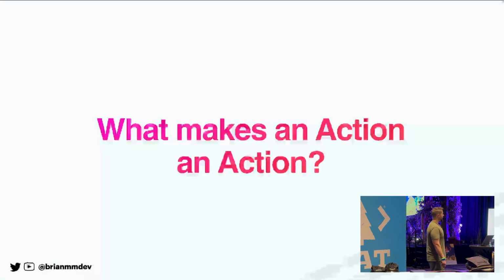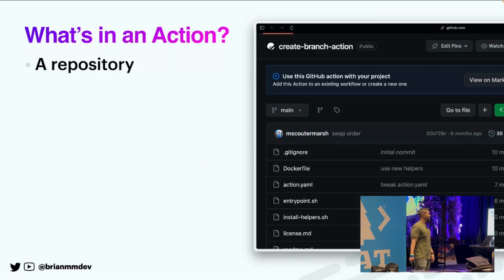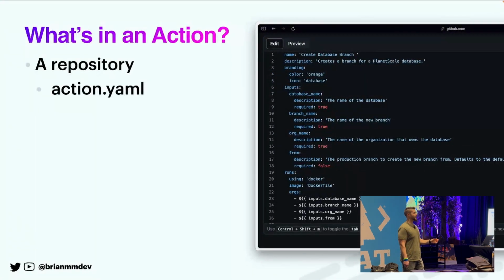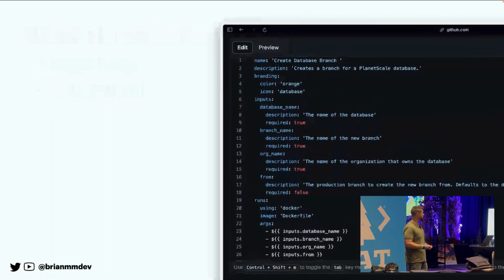All right, so let's look at what makes an action an action. Like I said, the repositories, how are they different than normal repositories? There's not a whole lot different. Obviously, it is a repository where all the source code is held. But there's a very special file inside of this repository called action.yaml. And when GitHub detects that an action.yaml file is in there and constructed in the specific way that it needs to understand it, it knows that that repository holds an action.